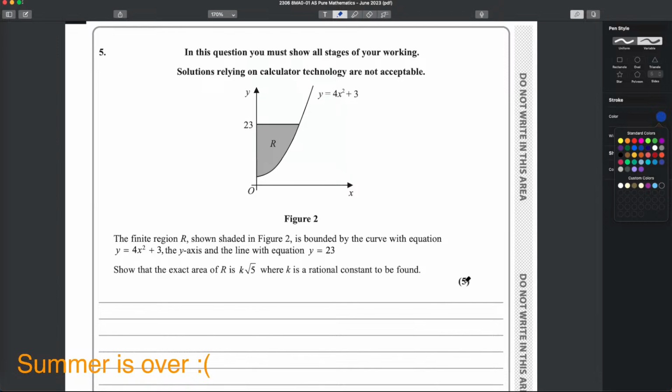5 marks? That's a bit scary. Why is it 5 marks? Does that mean it's going to be hard? I don't want to do a hard question. Do we have to use our brains, guys? Do we have to use our brains?